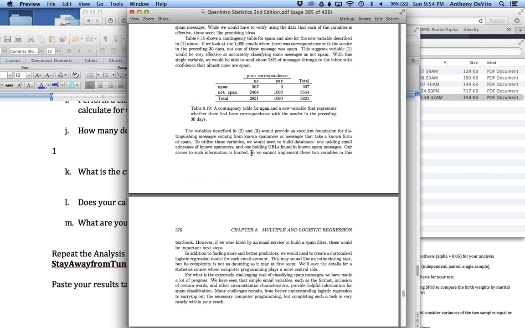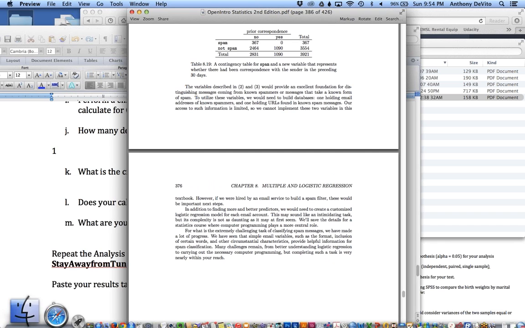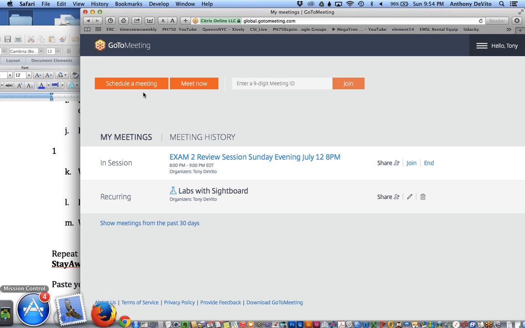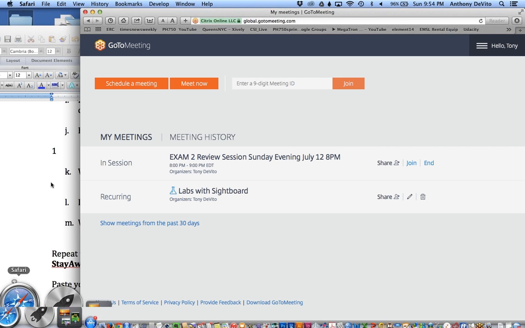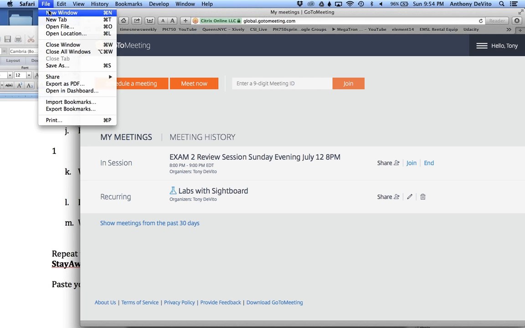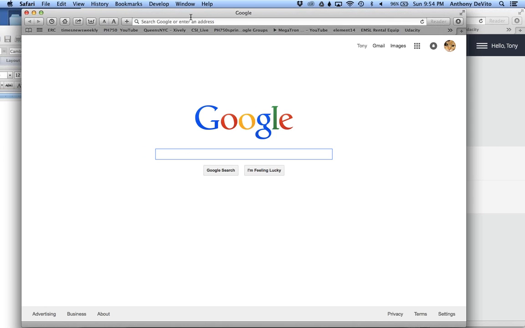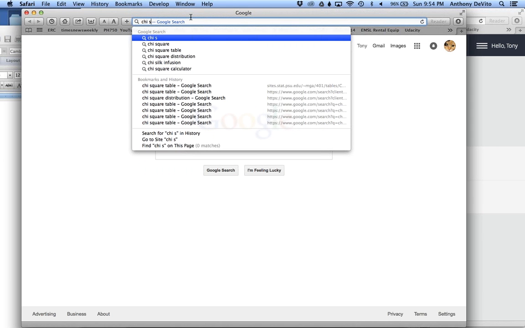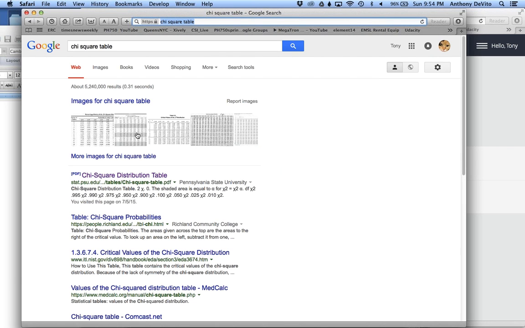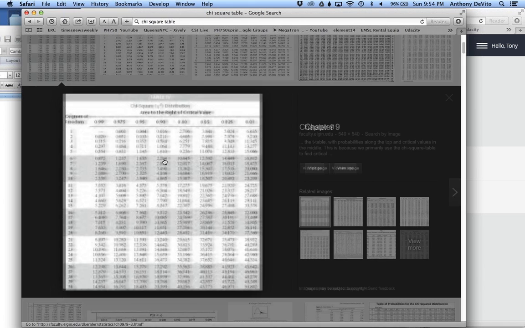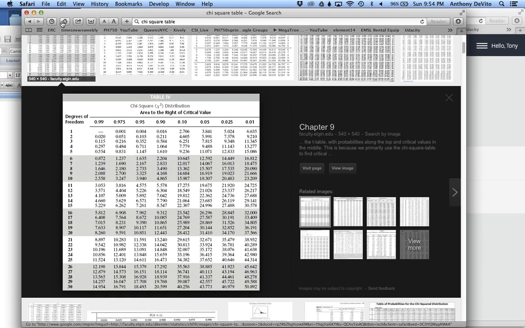Doesn't have a value for 1? Oh, you're right. I don't know why that's the case. You're absolutely right. I remember that came up, didn't it? That they don't have a value for 1. Okay. Chi-square table. Okay, let's see if we can find one. That'll give us what we need. Nope, that's not what we need. Yeah, I guess we do. I guess we have this.